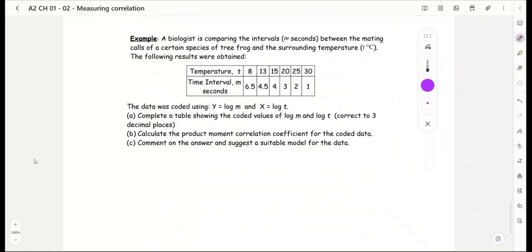In this final example, we have a biologist comparing the intervals between mating calls of certain species of tree frog and the surrounding temperature. And those results were obtained in the table below. The data was then coded using y equals log m and x equals log t. Part A says complete a table showing the coded values of log m and log t, correct to 3 decimal places. Part B, calculate the product moment correlation coefficient for the coded data. And part C, comment on the answer and suggest a suitable model for the data.